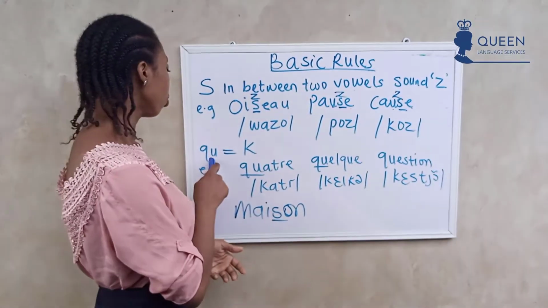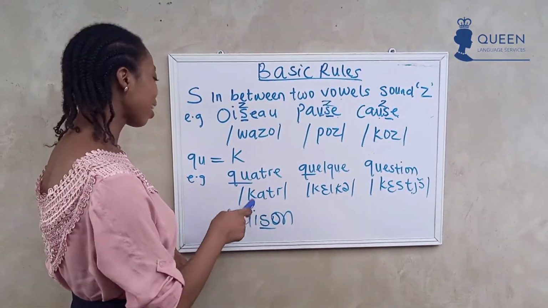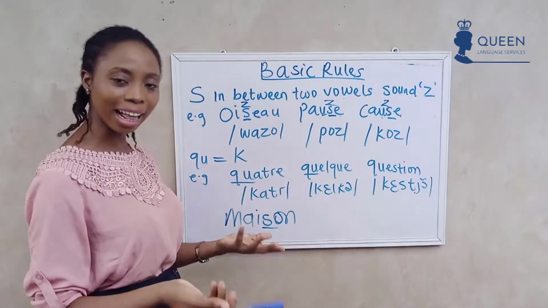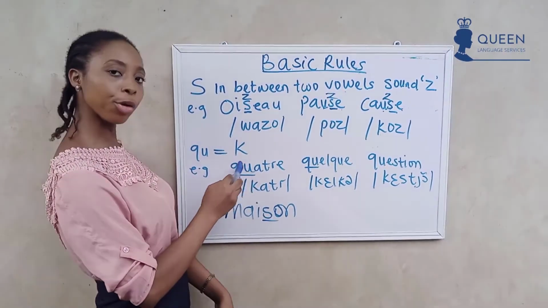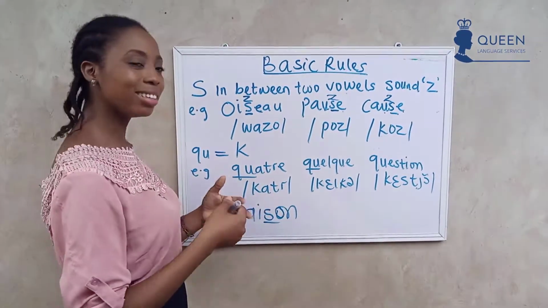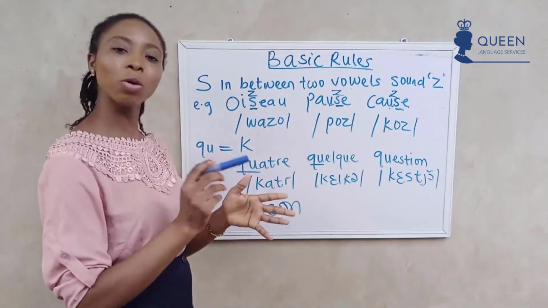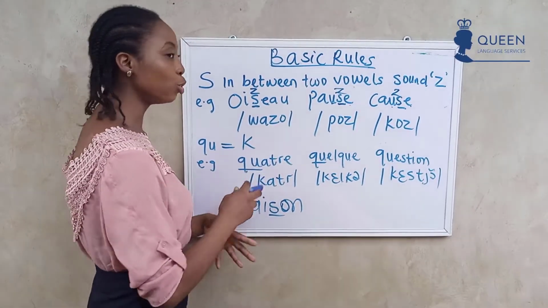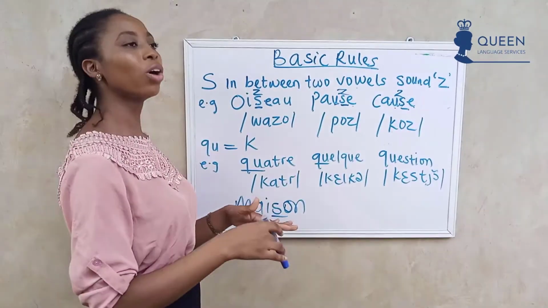We have QU, which gives us the sound K, in words like quatre. Can we see? We are having QU, starting the word, but it gives the sound K. Why is it giving the sound K? This is it: any word that has Q and U gives the sound K in French. So it's just normal. Just note it.